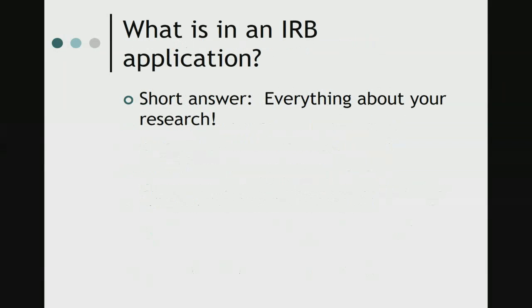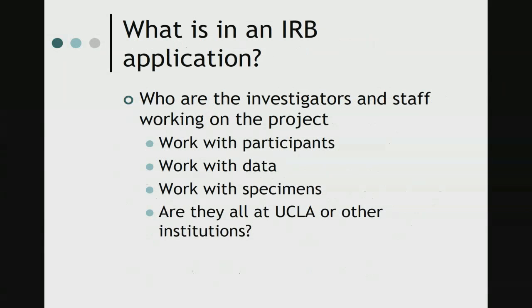So let's talk about what's in an IRB application. So everything. Sounds dumb to say that, but they're going to want to know everything. So let's look at it more in detail. So you need to tell who is working on the project. And you need to specify people who are working with participants, but also people who are working with your data, who's working with the specimens, and are they all here or are they at other places?